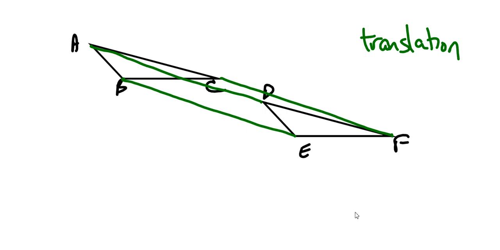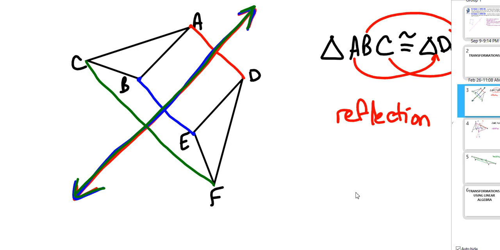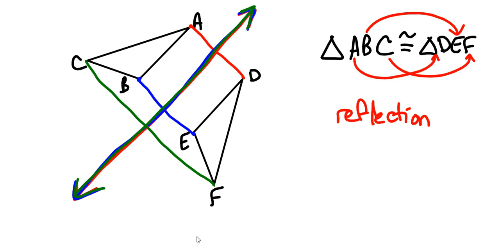Glide reflection will be easy because we won't be able to do this trick, right? We won't be able to do this trick with a glide reflection because there's a translation involved, but the orientation will switch. So glide reflection is the leftover, and there are good reasons for that.